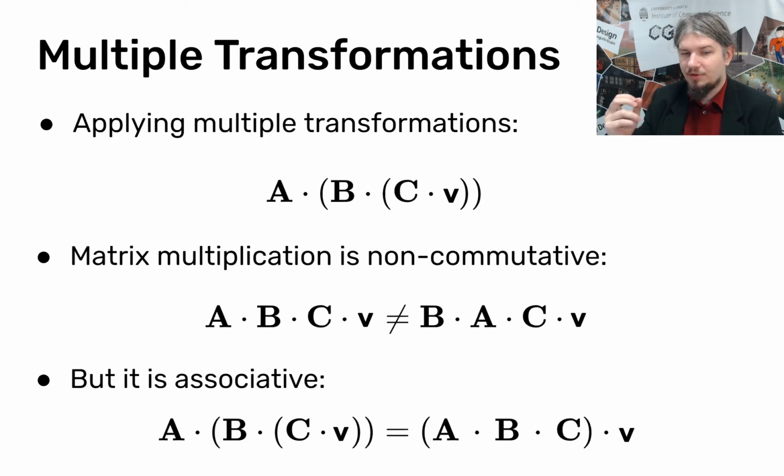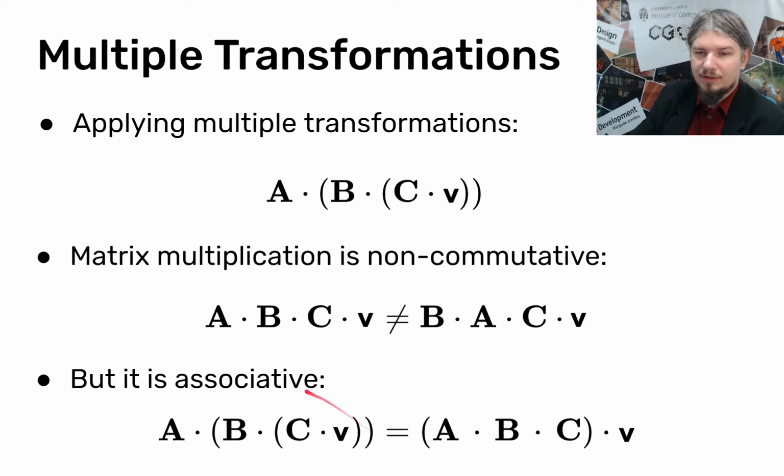But it is associative. So if we have these three transformations that we want to apply, we could just multiply those together into a single matrix, just do matrix-matrix multiplications on the transformations. We get a single matrix, and we apply the single matrix on the vertex. And this single matrix would encode all of the A, B, and C in it.